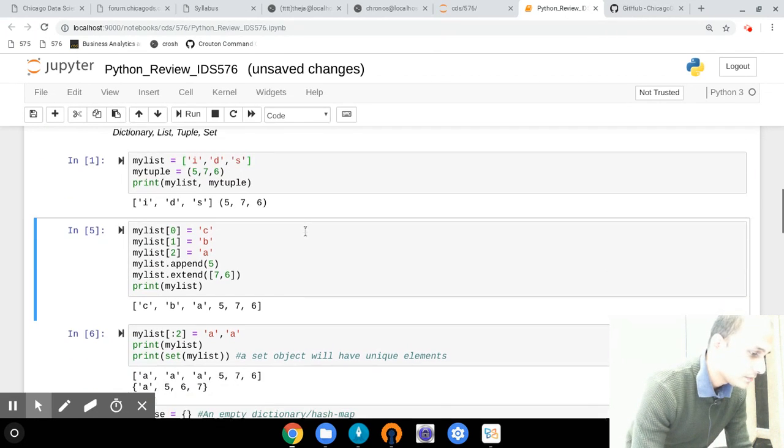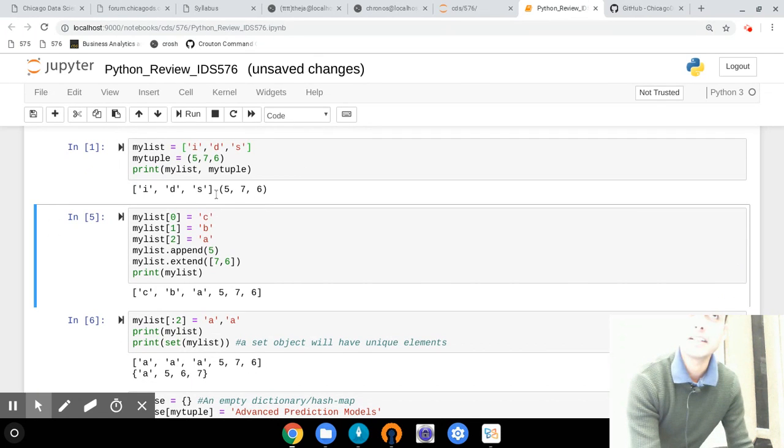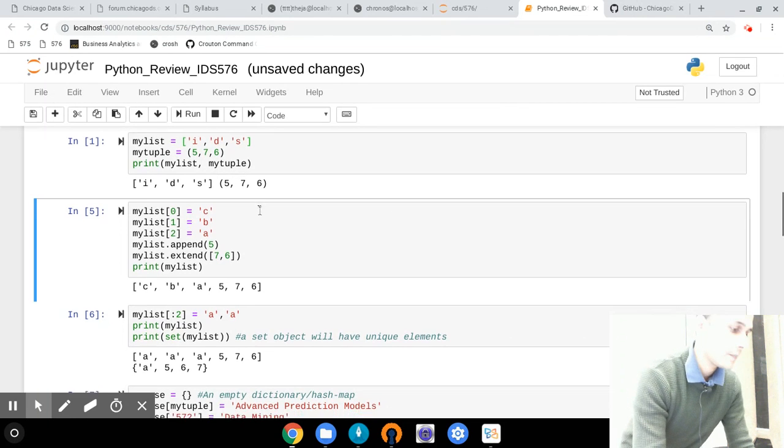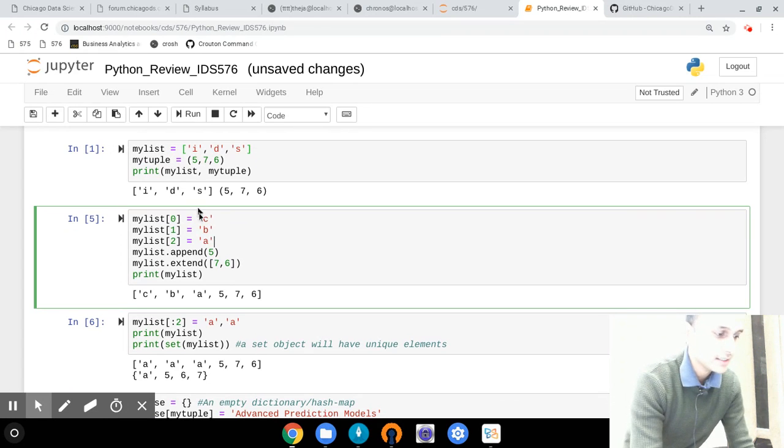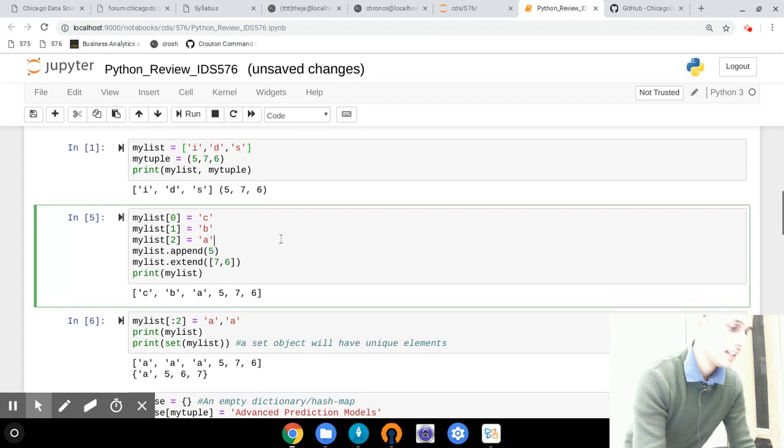Yeah, and it's a tuple. So the list and tuple are printed. We have printed it here, right? So I, D, and S are the list of characters, and the tuple of numbers is 5, 7, and 6. Okay, and I'm reassigning the same list, my list, with a different bunch of characters.